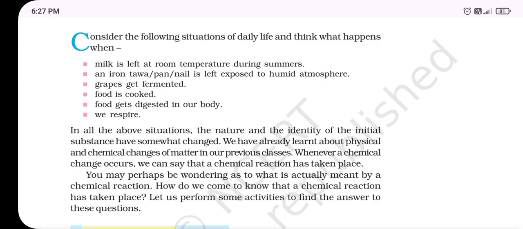What happens with it? The iron tawa, pan and iron nail get corroded, and the specific name of that corrosion is called rusting. Grapes get fermented. Food is cooked. What chemical reactions happen in these scenarios? Food gets digested in our body, and how do we respire? You have to consider these kinds of scenarios in day to day life.